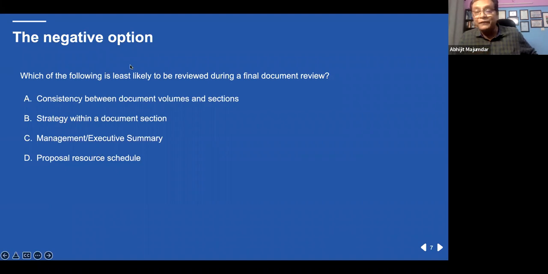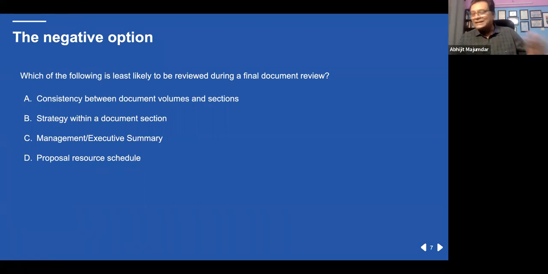All the other 3 may fit to it, but which one does not fit to it? Okay, consistency between document volumes and sections, strategy with the document section, management executive summary, proposal resource schedule. If you see, D is the right answer, because that is not something which is likely reviewed during a final document review. Okay, proposal schedule is not something which is defined. So the correct answer here is D.